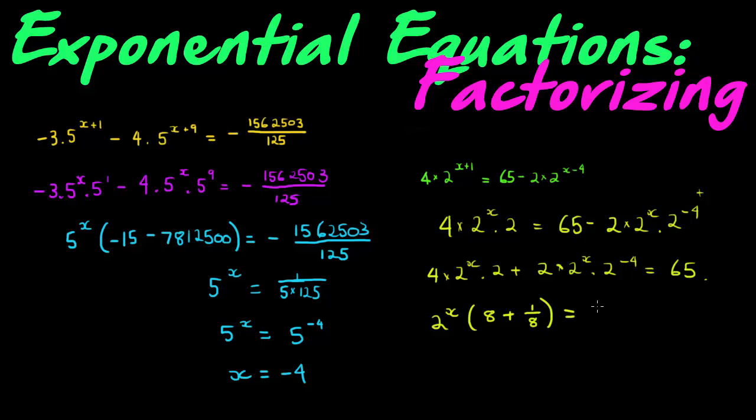is equal to 65. Now I'm going to do this one without a calculator because I can. And that is 2 to the power of x, 8 plus 1/8. I must take 8 over 8. I want something over 8 to get this 8 over 1 to be something over 8. I must multiply the denominator with an 8, so I must multiply the numerator with an 8. So it's 8 times 8 is 64 plus 1 is 65. Oh, can you see what's happening? 65 over 8 is equal to 65.